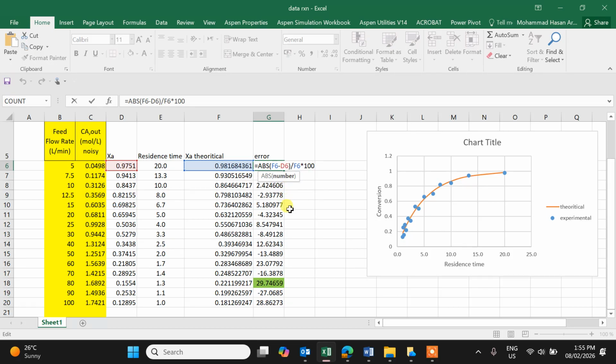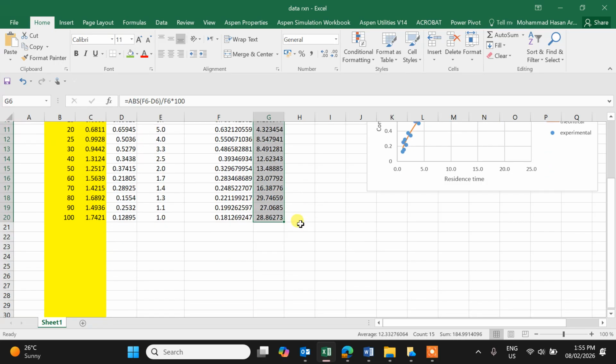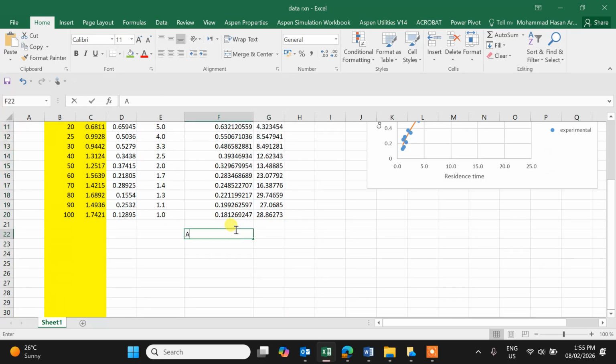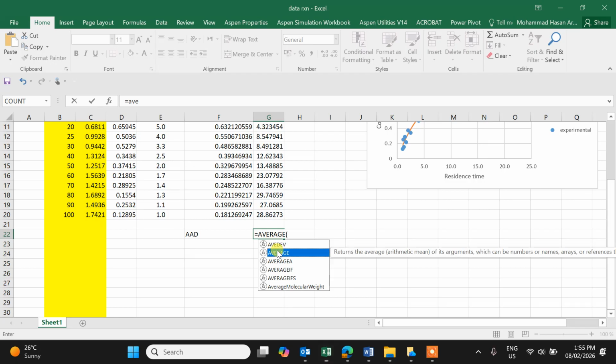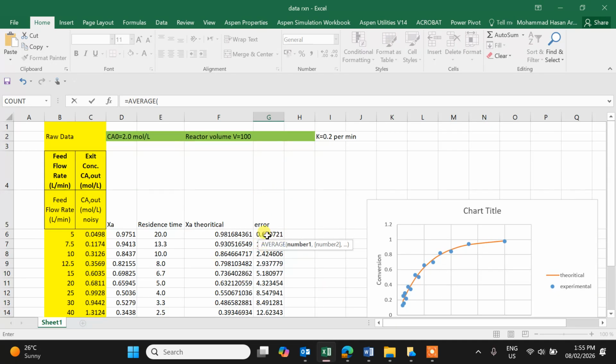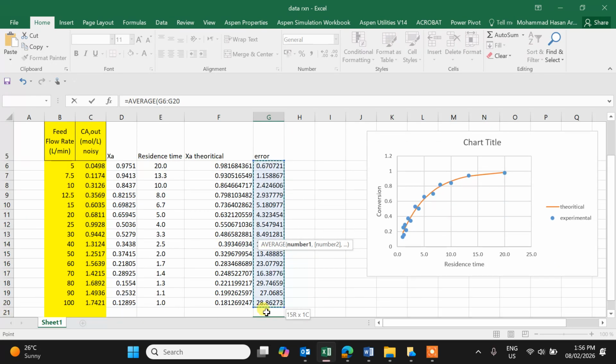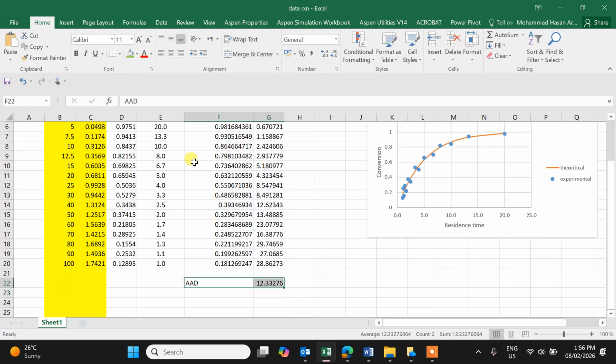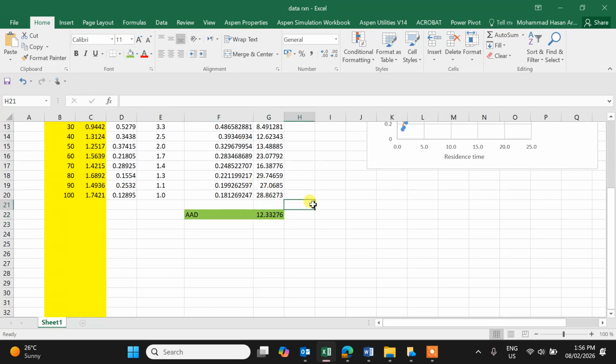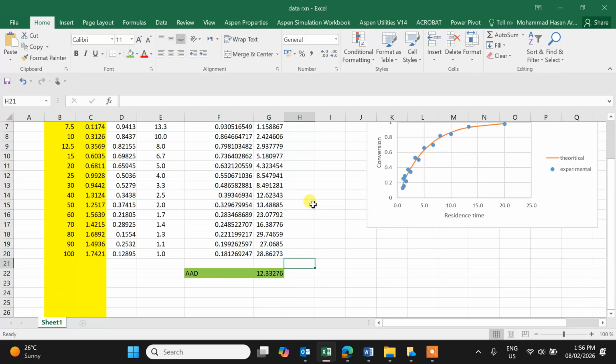So for the averaging you need to calculate the absolute error, then it's called AAD, average absolute deviation. So it will be the average of all these. Okay, so this is AAD. So you can include your worst scenario, then you can say the average. So average is 12%, which means that most of the data points are good.